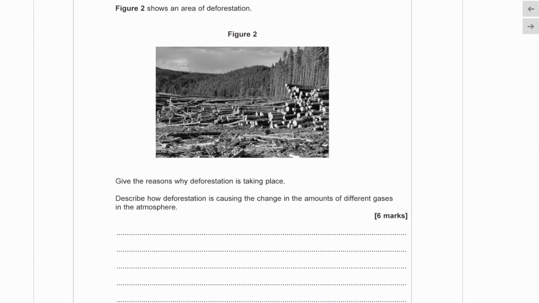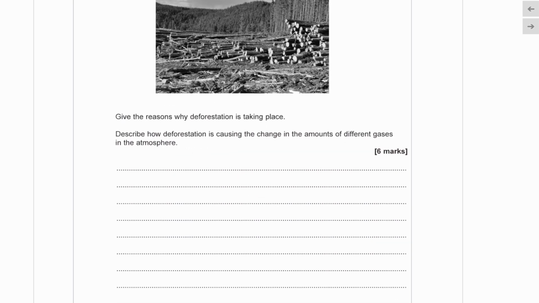Now, figure 2 shows an area of deforestation, and you can just see a load of trees have been chopped down. All right, so it says give reasons why deforestation is taking place and describe how deforestation is causing the change in the amounts of different gases in the atmosphere. All right, so this is a 6-mark question. There are actually loads and loads of marks that you can get for this question, right? Because it's very broad. There are loads of reasons why deforestation is happening.